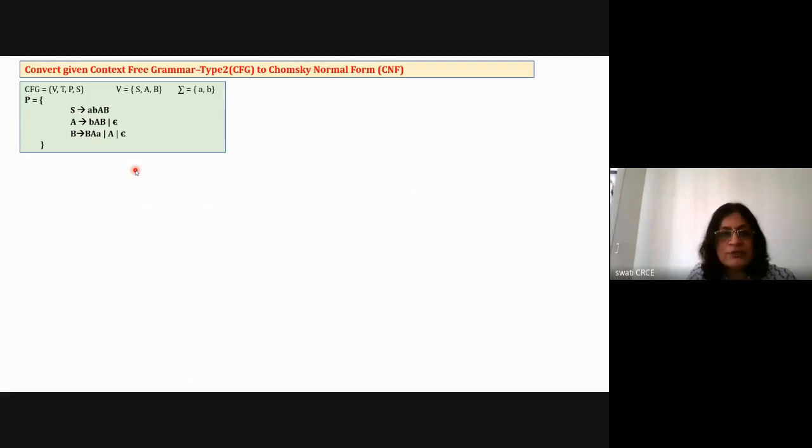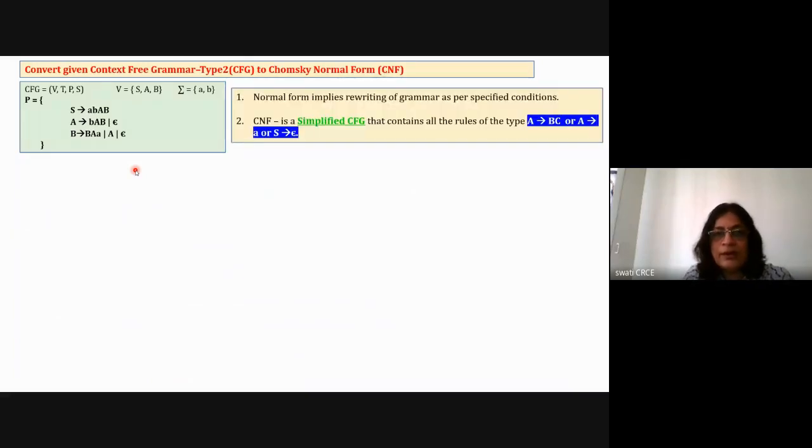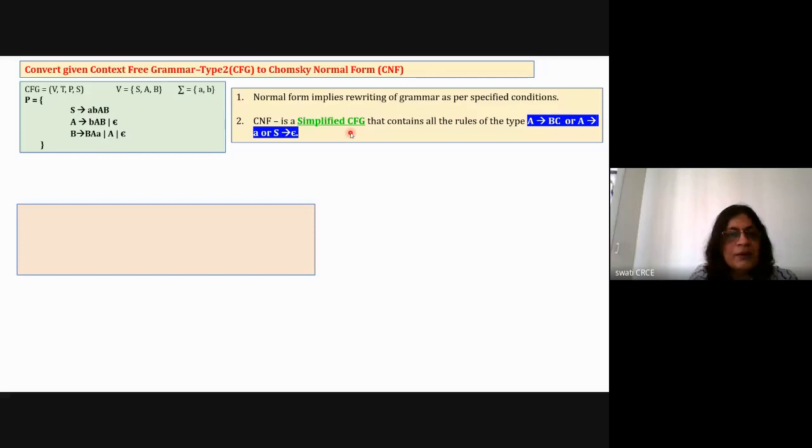Now the first step is to simplify the grammar. Always remember CNF is a simplified CFG, meaning an already simplified grammar that contains only rules of the type A is equal to BC or A is equal to a. I think there is no meaning to S is equal to epsilon because we are removing epsilon productions. So remember only these two things. So we'll simplify the grammar.